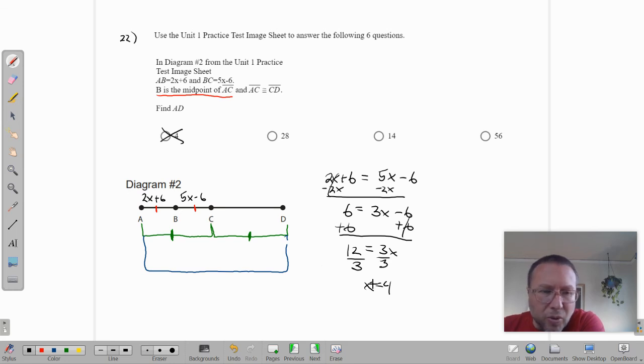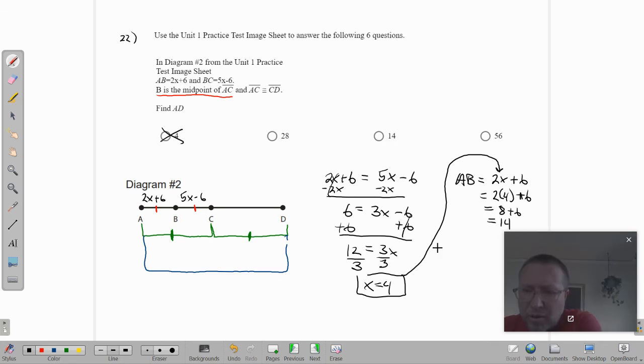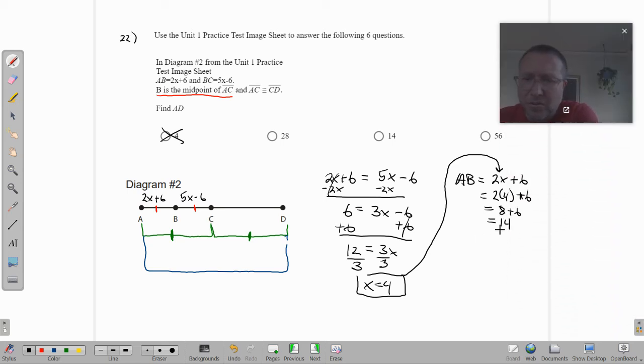So if x is equal to 4, and I want to know what AB is equal to, I just need to plug that in. 2x plus 6, and I plug in 4 right there. That would be 2 times 4, which is 8, plus 6, which is 14. Okay, there it is. Maybe I should move myself. There we go. All right, so AB is equal to 14.